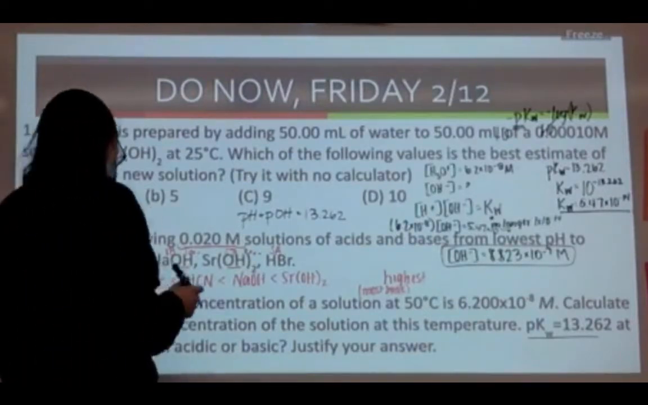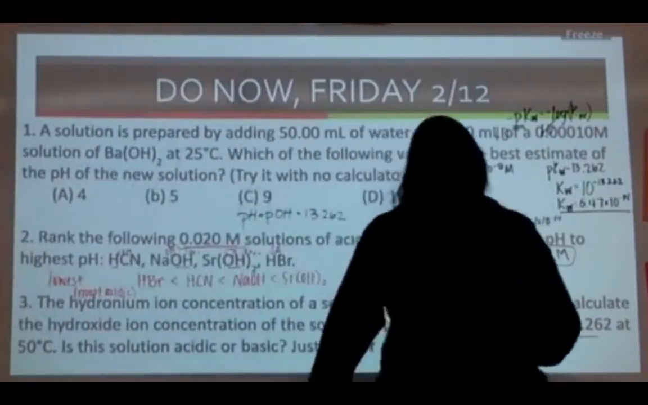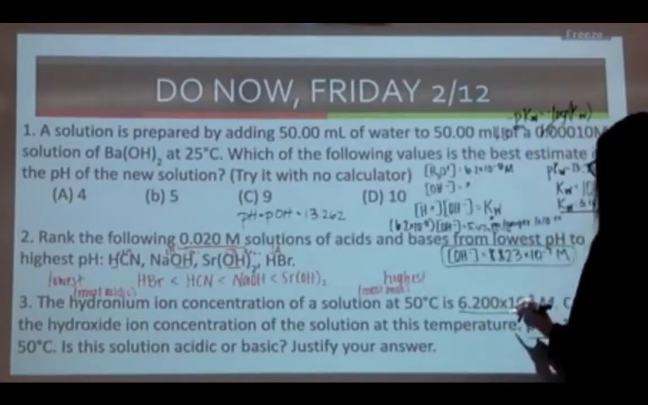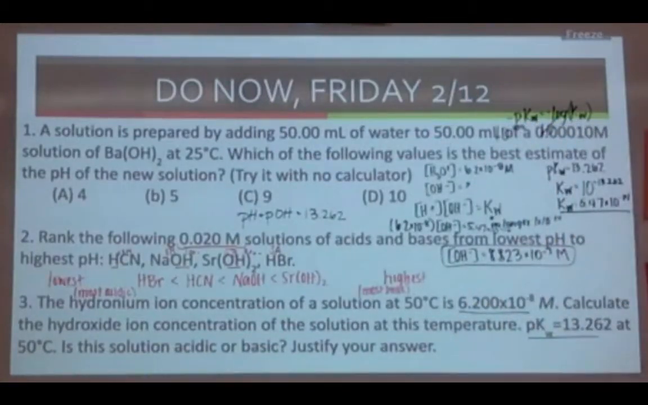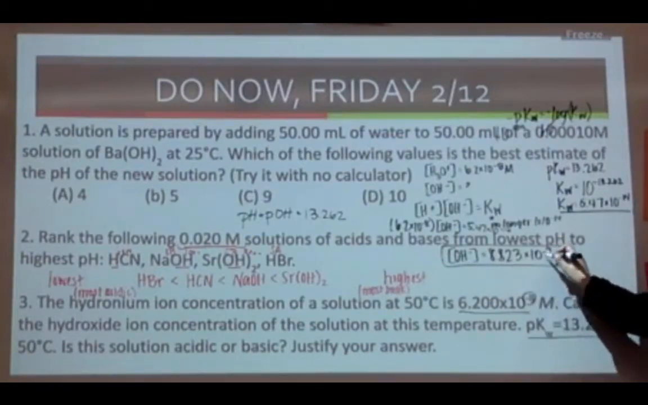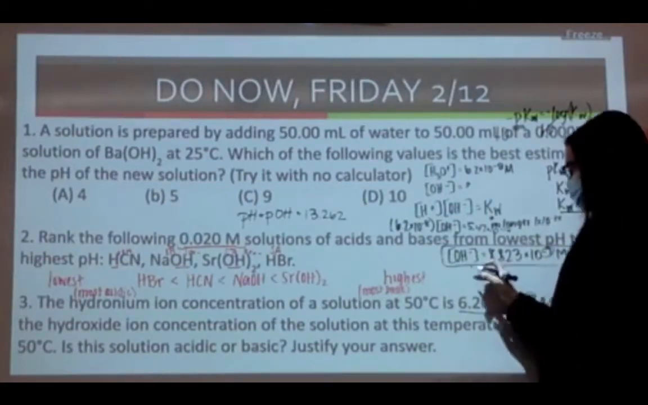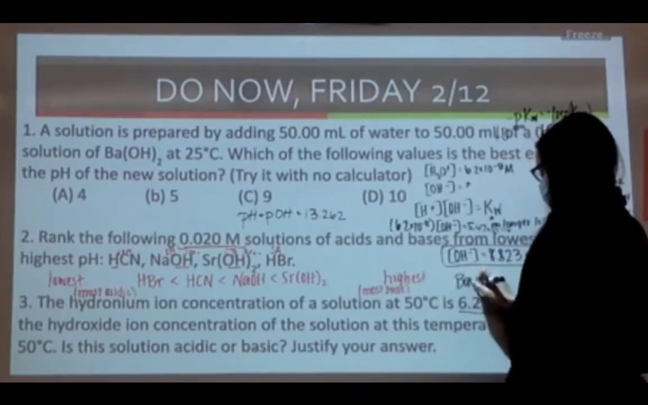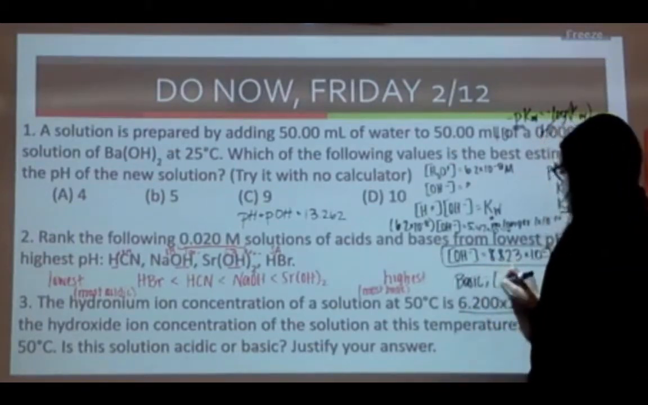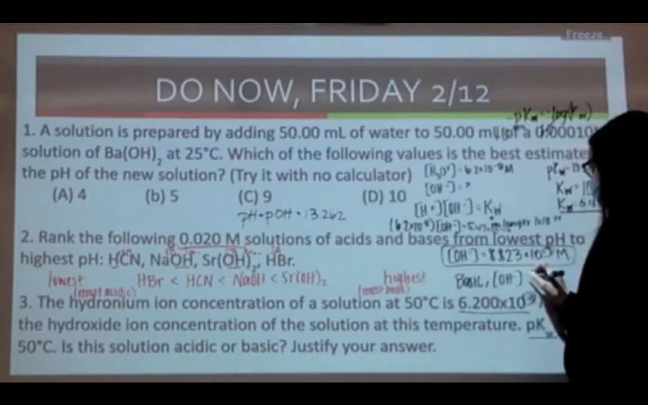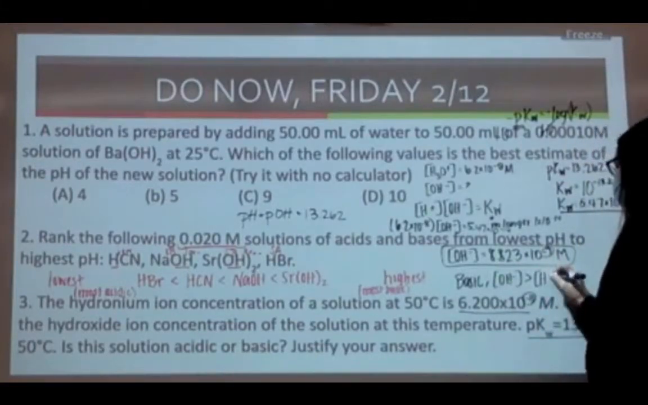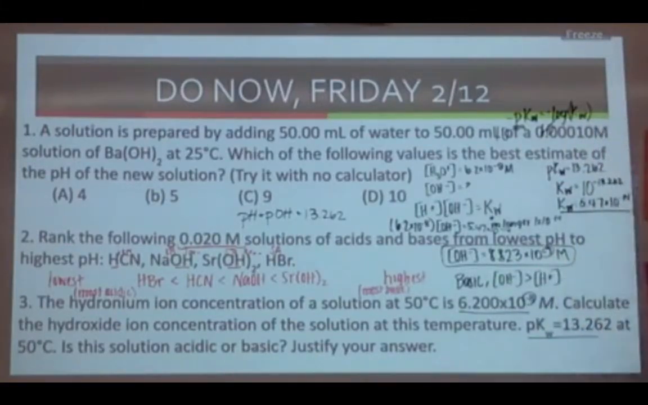So now, is it acidic or basic? Justify our answer. So now we're looking at H+ versus OH-. Look at the exponent. Negative 8 versus negative 7. Negative 7 is just greater. So we would say this is a basic solution. My justification is that the concentration of OH- is greater than the concentration of H+.